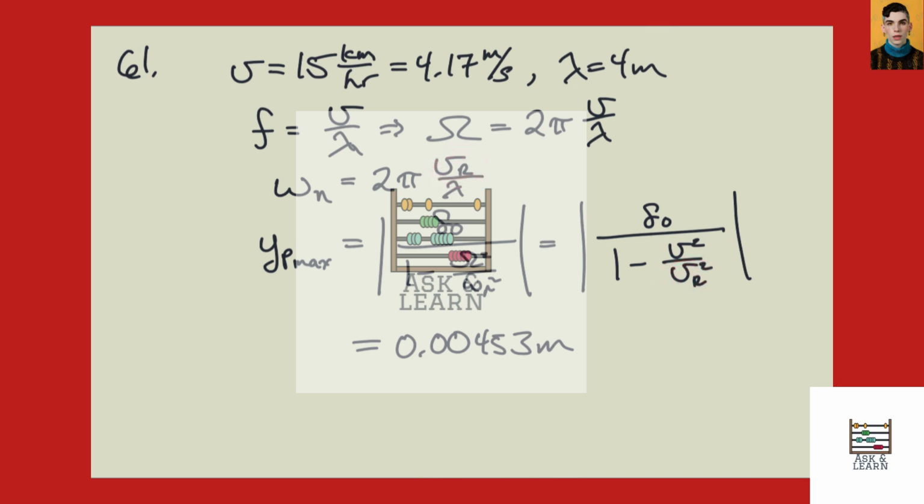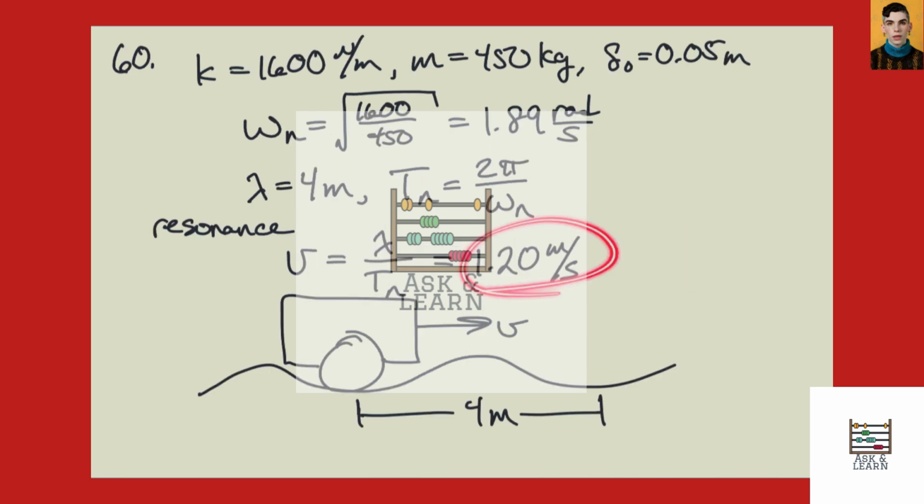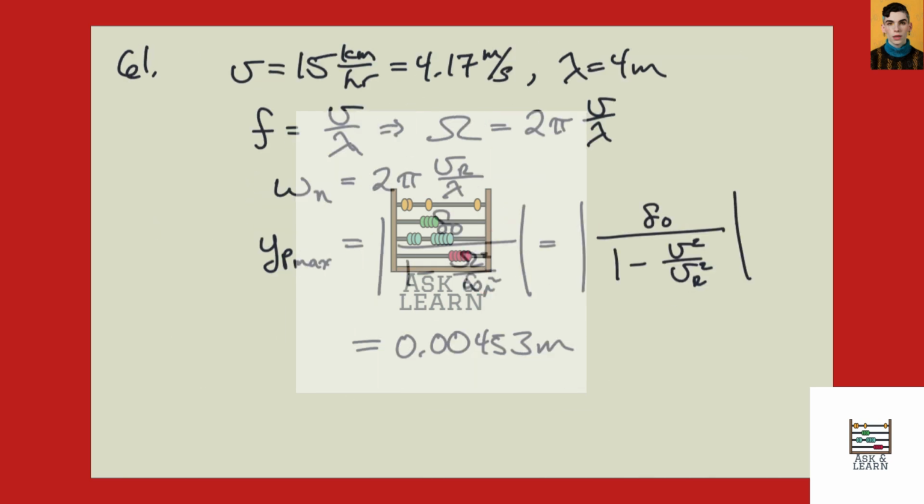In this case, we have this from the previous problem. It's 1.2 meters per second. So we're actually going quite a bit faster, so this thing is going to be greater than 1. So this will be negative, but we take the absolute value to find the magnitude. And it turns out that the response amplitude is about 4.53 millimeters.